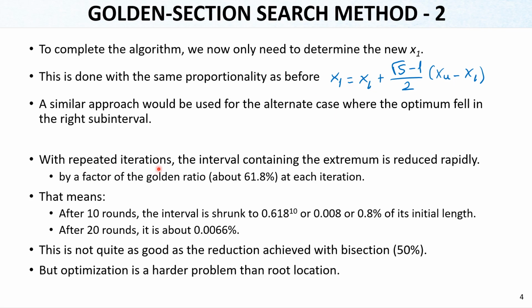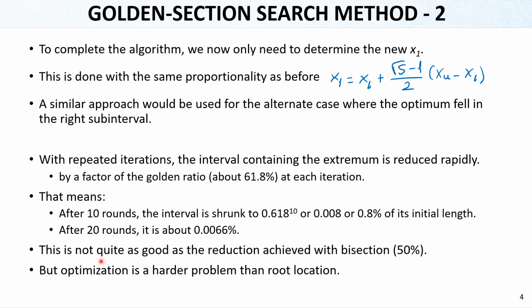With the repeated iterations, the interval containing the extremum is reduced rapidly by a factor of the golden ratio, which is about 61.8% at each iteration. So this is very efficient. That means after 10 rounds or iterations, the interval is shrunk to 0.618 to the power 10, or 0.008, or 0.8% of its initial length. And after 20 rounds, it's about 0.0066%. So it is very accurate after 20 iterations.